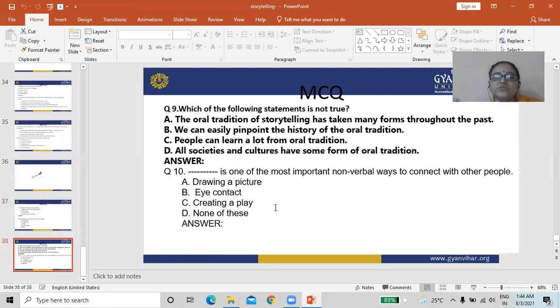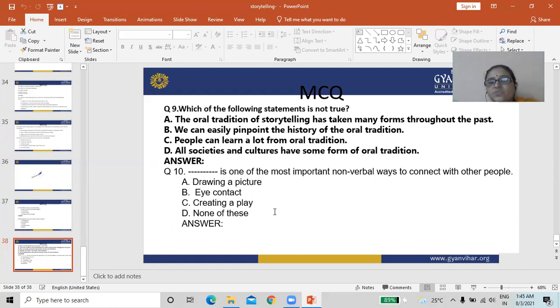Next MCQ. Which of the following statements is not true? Option A, the oral tradition of storytelling has taken many forms throughout the past. Option B, we can easily point out the start of the oral tradition. Option C, people can learn to plot from oral tradition. Option D, all societies and cultures have some form of the oral tradition. Choose the appropriate answer.